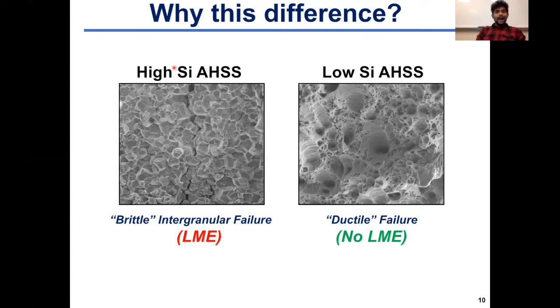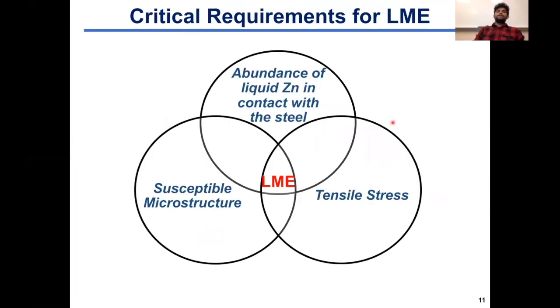When we have a high silicon AHSS, the fracture surface of our zinc coated specimen is clearly indicative of a brittle intergranular failure, so typical LME failure. When we have a low silicon AHSS also coated with zinc, the fracture surface of the zinc coated specimen is clearly indicative of a ductile failure. So now, in order to understand the science behind this behavior, we have to go back to the basics.